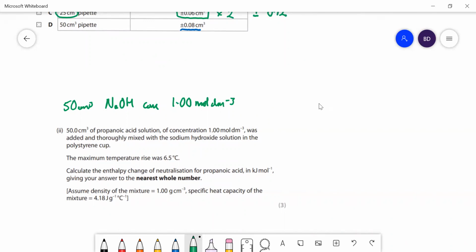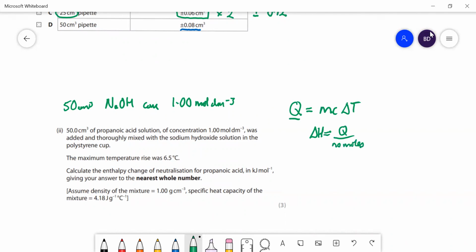Okay, so we've got to work out delta H. The two equations we're going to use: Q, the quantity of heat released in the beaker, is mc delta T. That's the quantity of heat released in the experiment. We need to convert that to delta H. So delta H is equal to Q over the number of moles.